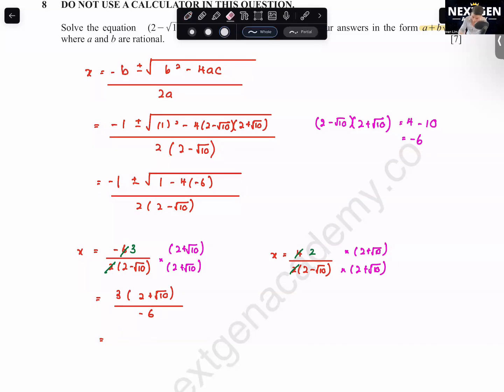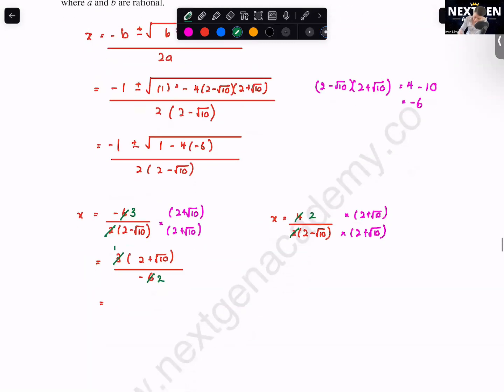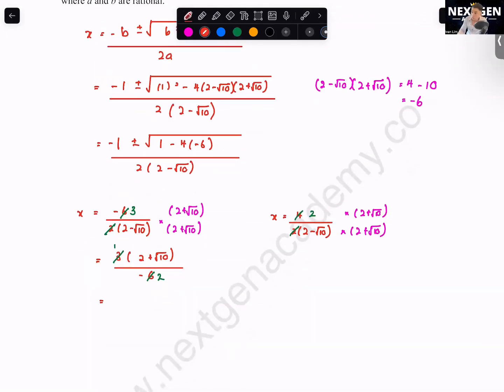Actually, wait, we can simplify here, right? Again, 1, this one, 2. So 2 over negative 2. Wait, why do I have a negative here? Sorry, I forgot to put the negative here. So here 1 over 2. So here you will get 1 plus 1 over sub 10.